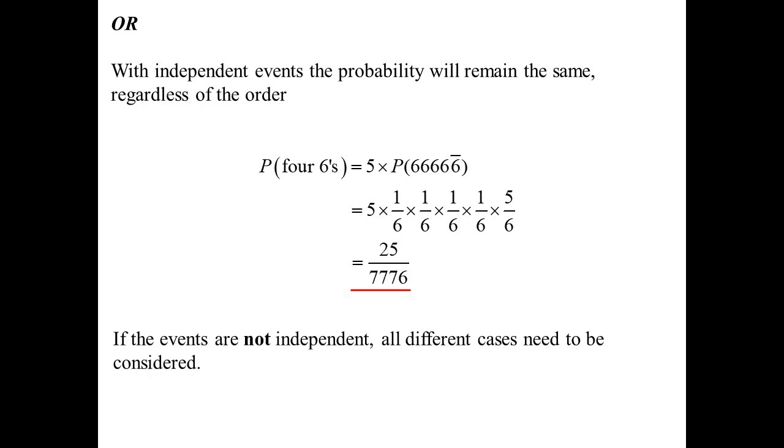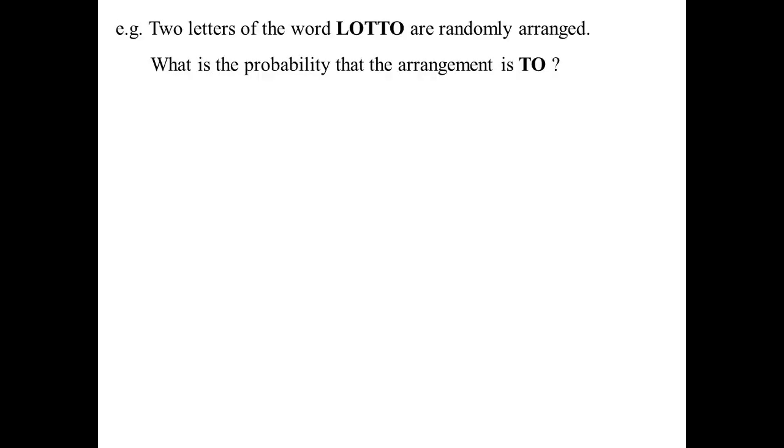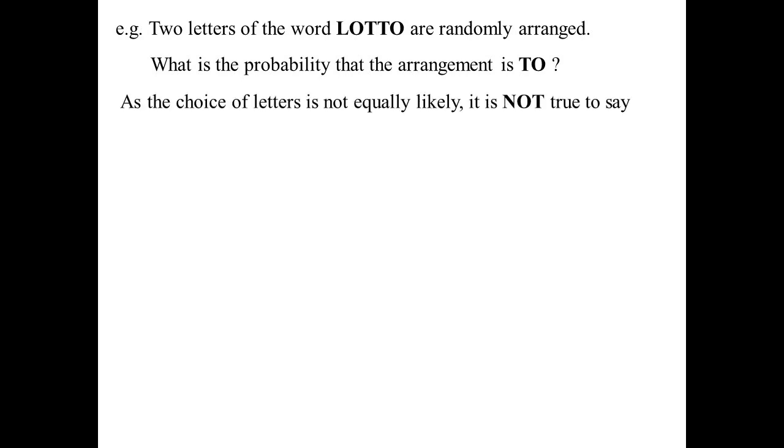However, if they're not independent, then you've got to consider different cases. Because look at this one. We're going to get 2 letters of the word LOTTO and randomly arrange them. So what's the probability that the arrangement we end up with is the word TO? It's not equally likely. See, the probability of picking a T is different to the probability of picking an L, for instance. So it's not true to say, well, I'm going to pick a T, that's going to be 2 in 5, and then I'm going to pick an O, and now it's 2 in 4 because I've already used up 1 letter and gone, our probability is 1/5.